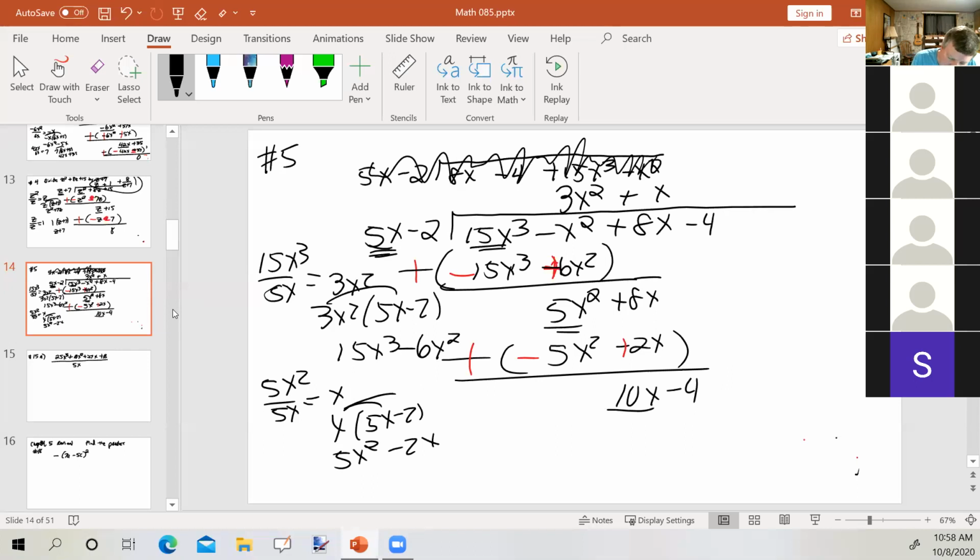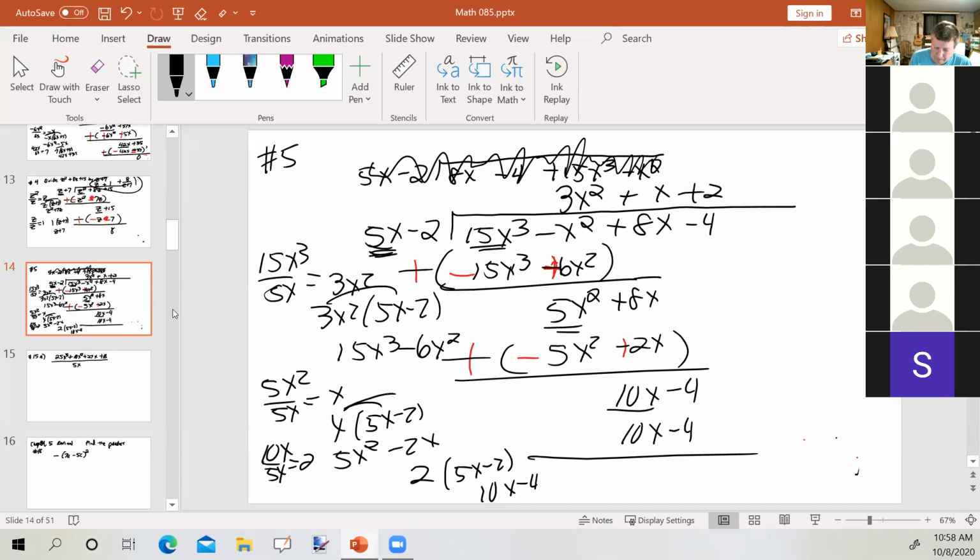Then we're going to take 10x divided by 5x, which is 2. So I've got a plus 2. And then 2 times 5x minus 2, 10x minus 4. Subtract that from what's up above. Change it to addition of the opposite, and I get 0 remainder. So the final answer, 3x squared plus x plus 2 with no remainder.